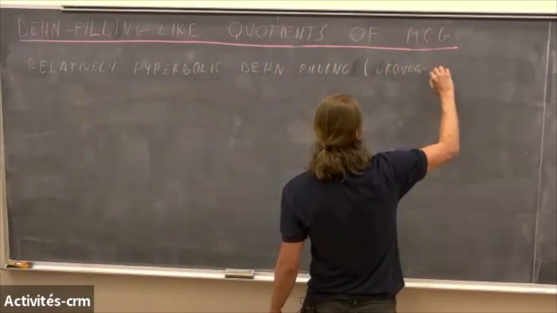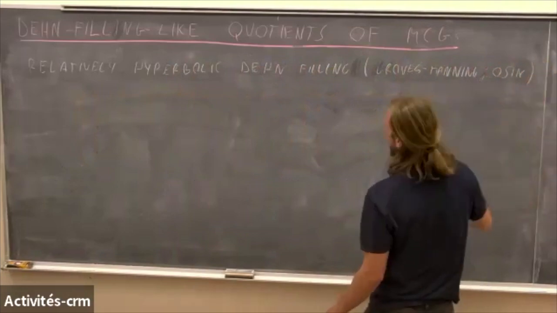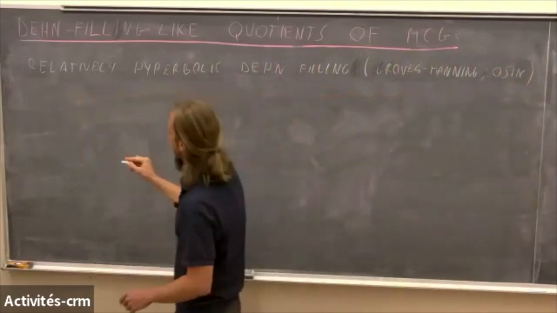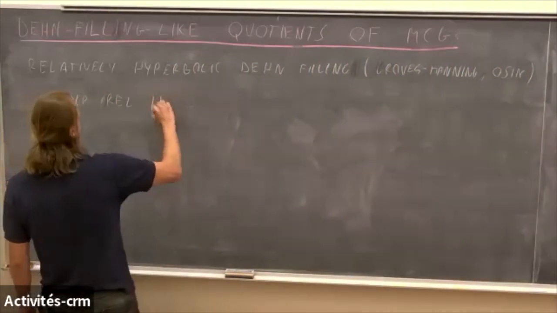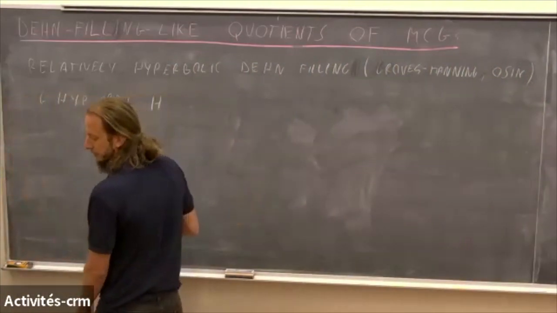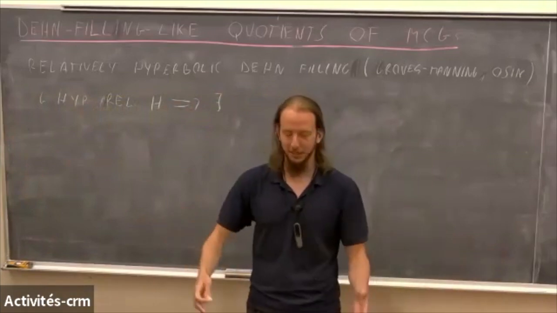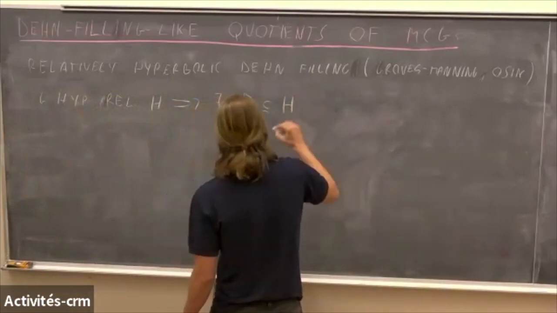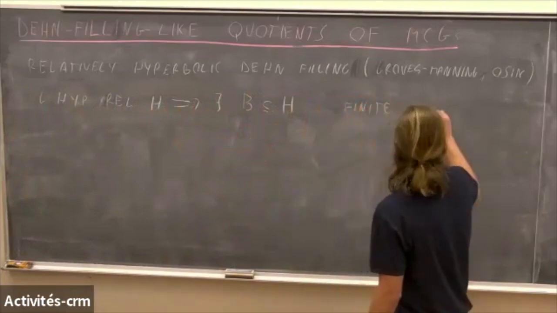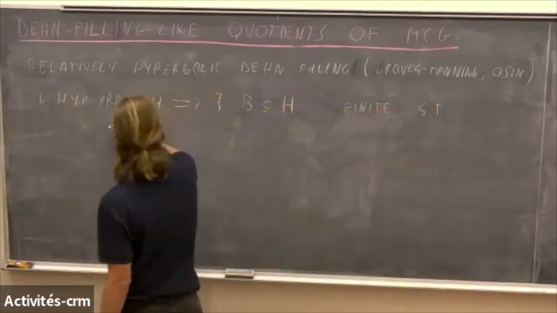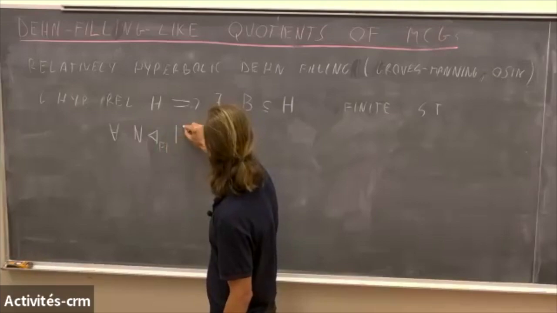this was proved by Groves and Manning and Osin, and the story would actually start from work of Thurston on three-manifolds, but let's not go too far back. So you have a group G which is hyperbolic relative to a subgroup H. Let's just say one subgroup. And then there's a set which was denoted B in Daniel's talk, the set of bad elements in H, and this set is finite, the set of bad finite slopes, such that whenever I have a normal subgroup N of H, which is also finite index.